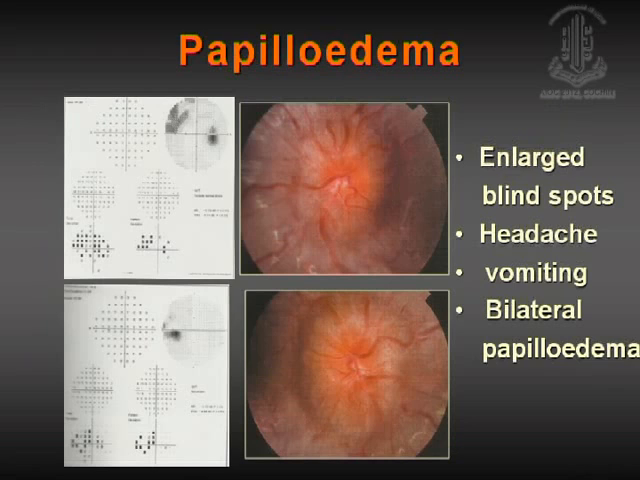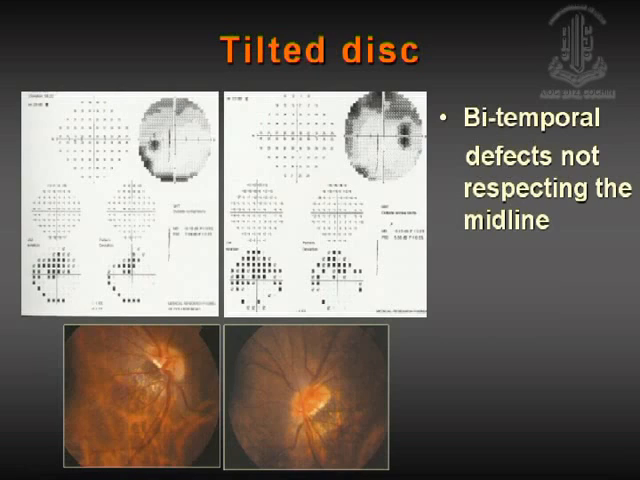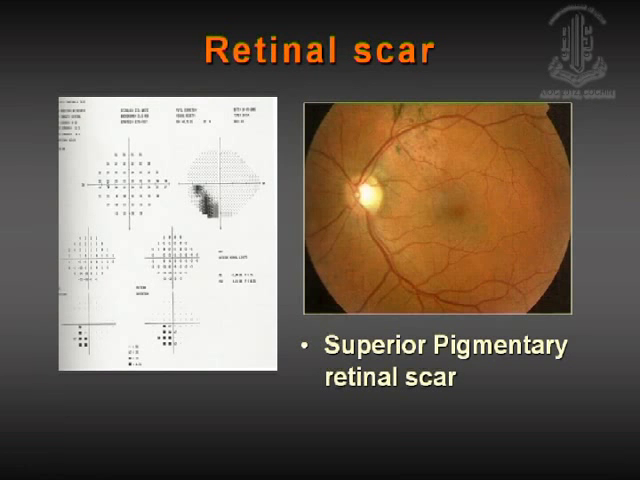Similarly, in case of papilledema, there may be enlarged blind spots and you may think of glaucoma. This is a picture of coloboma showing the typical superior altitudinal defect. When you see the fundus, there is a coloboma of the disc causing this defect. Similarly, tilted disc can mimic glaucoma. There may be a retinal scar like this which can create a defect typically in the inferior side suggestive of glaucoma.